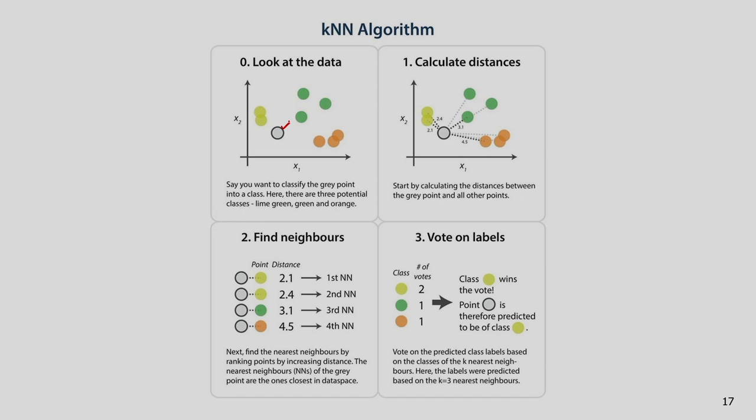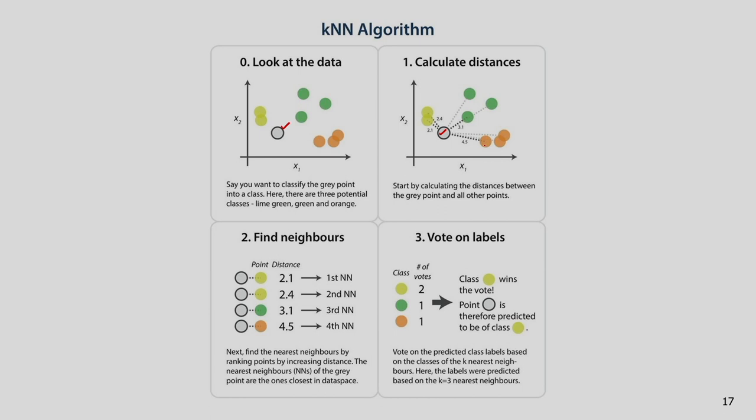Corresponding to this data point, we are finding the distance to the samples. The first distance is 2.1 and another distance is 2.4 corresponding to the class yellow. After this, corresponding to the green, the nearest distance is 3.1, and corresponding to the red class, I can say the orange class, the distance is 4.5. This is the nearest distance.